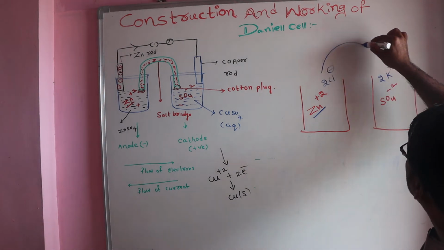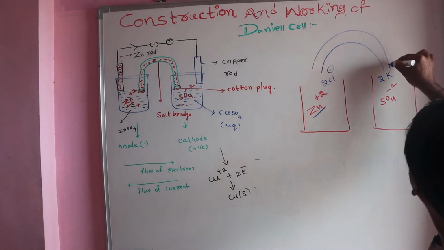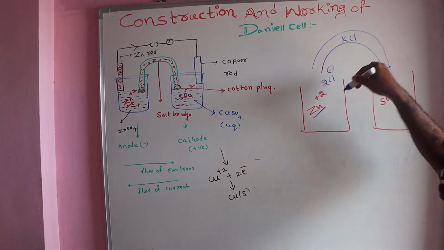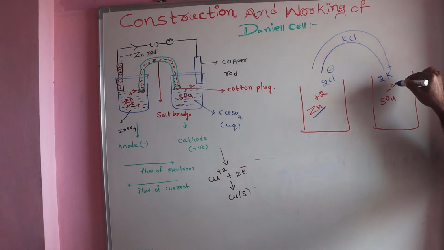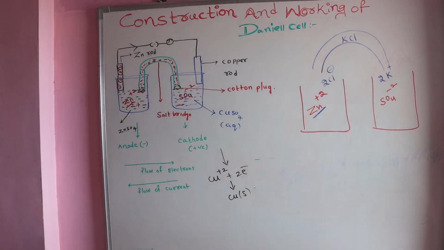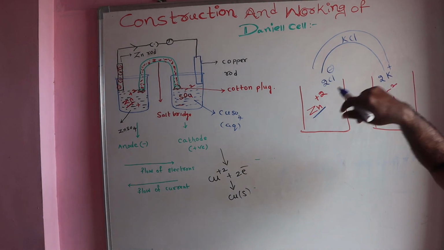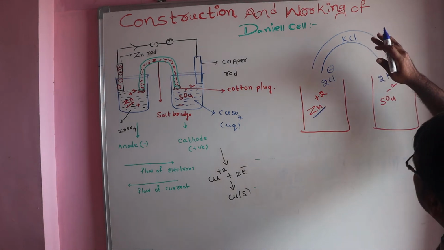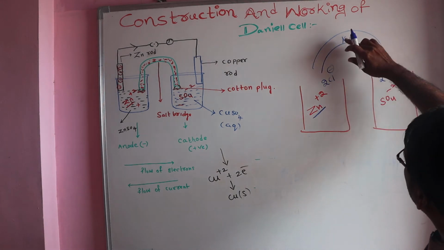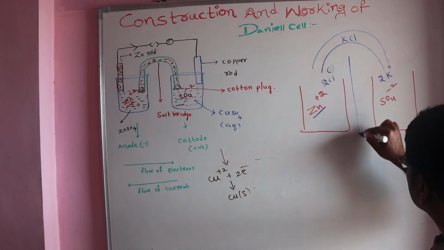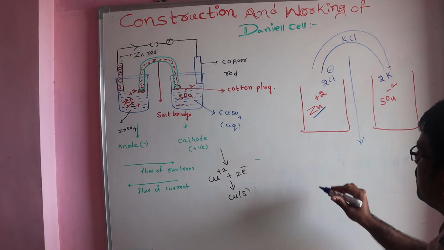Suppose the salt bridge is made up of KCl, then it is going to allow Cl minus ions towards this cell and K plus ions towards this cell. So that is the importance of the salt bridge. It makes the solutions neutral. And while we are selecting an electrolyte for the salt bridge, it must possess one property. What is that?